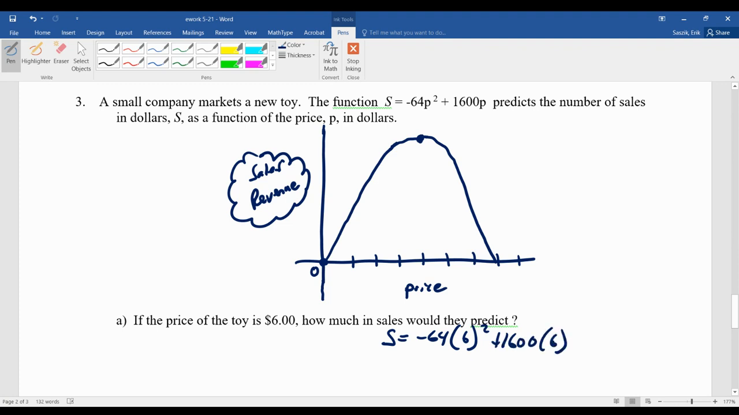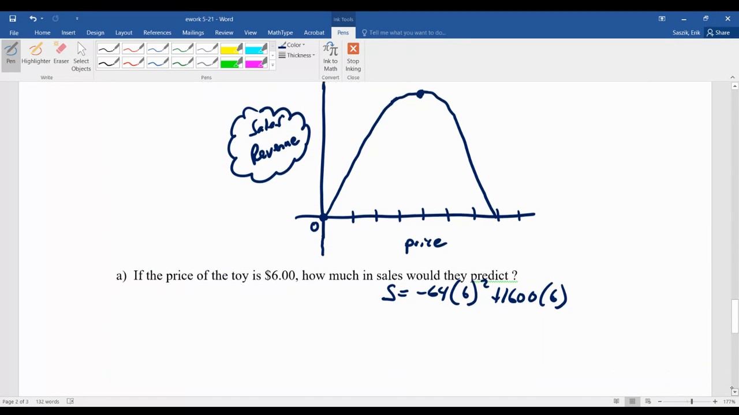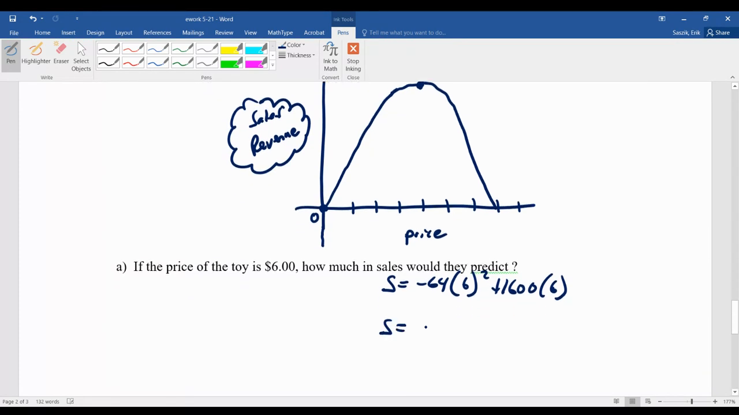And we would just evaluate using our calculator what this would come out to. And remember, S is in dollars. So this would come out to $7,296 if we charged $6 per item for our new toy. We'd get $7,296 in sales revenue.